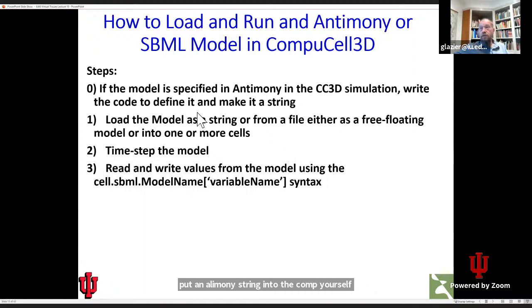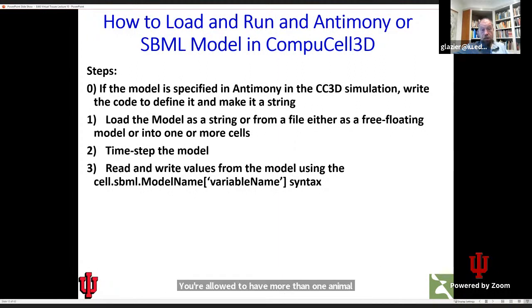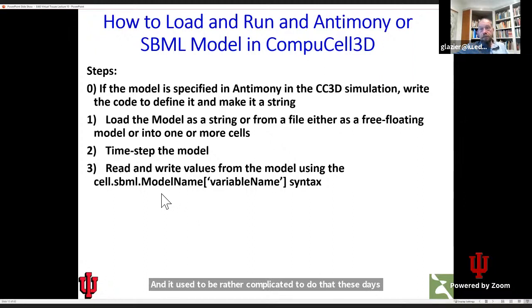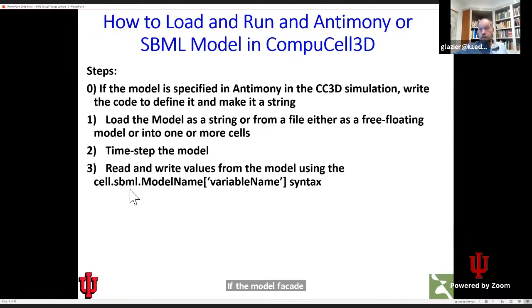Once you've written the model string, you have to load it, and you can load it into one or more cells or into the model as a whole. You're allowed to have more than one Antimony or SBML model at the same time inside objects. Then you have to time step the model. Then you have to know how to read and write the values in the model. It used to be rather complicated to do that. These days, it's pretty simple. If the model is in a cell, you just use a dictionary. We'll come back to that in a second.